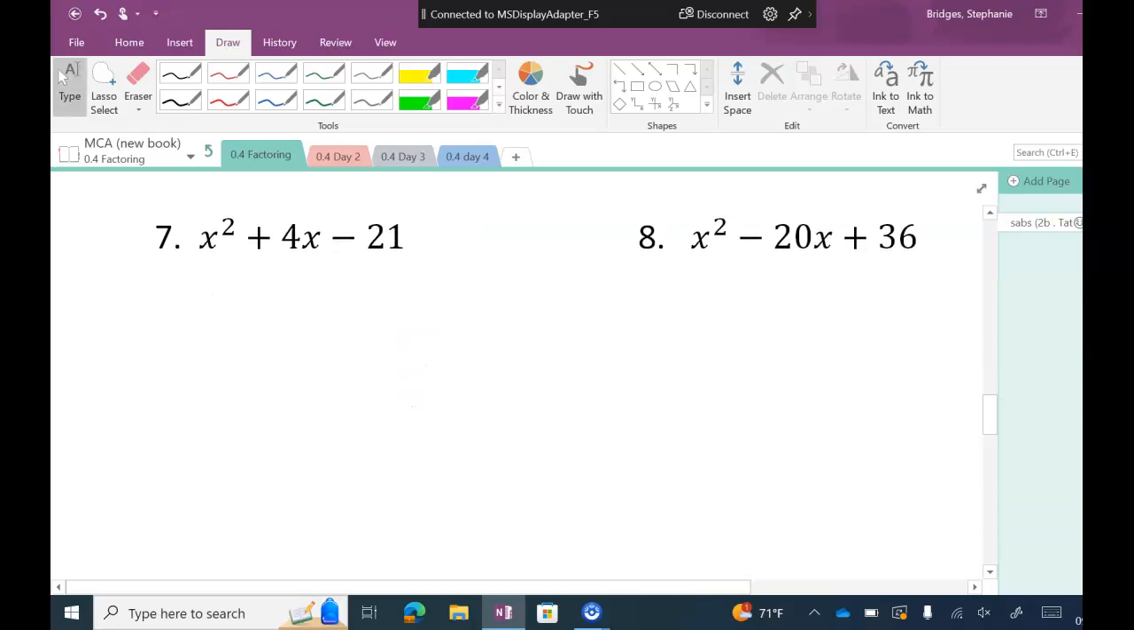I got one of each. Second sign tells me if I'm going to add or subtract. It also tells me if my signs are the same or different.